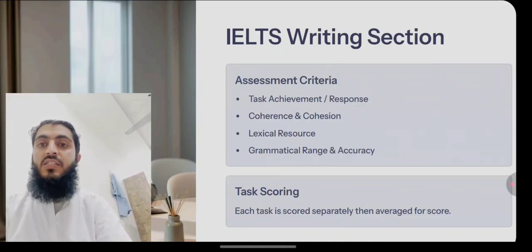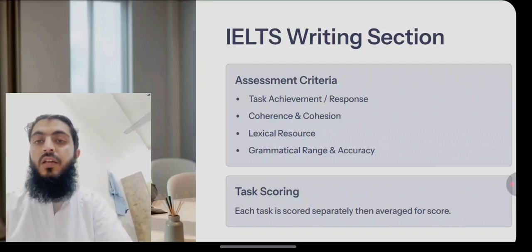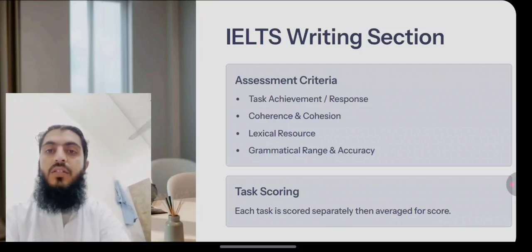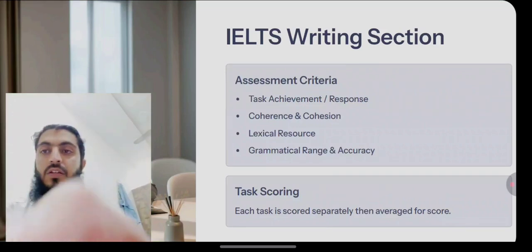Next thing is task scoring. Each task is scored separately, then the average forms the score, right? Because for example, coherence and cohesion, lexical resource will be scored differently. Then the whole average score will be formed on behalf of these things, right?